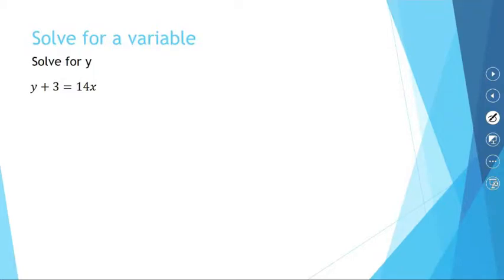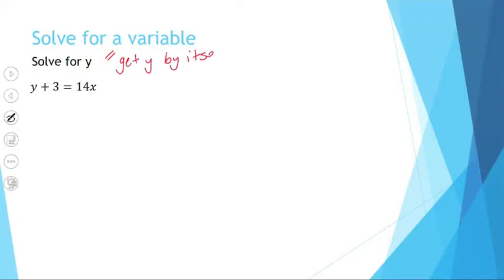Now this confuses people because they think they're trying to solve for y in the sense that they need to get y equal a number, but that's not what this means. It just means do everything you can to get the y by itself. It's not going to equal a number, it's going to equal an equation. And that weirds people out, but it's okay.